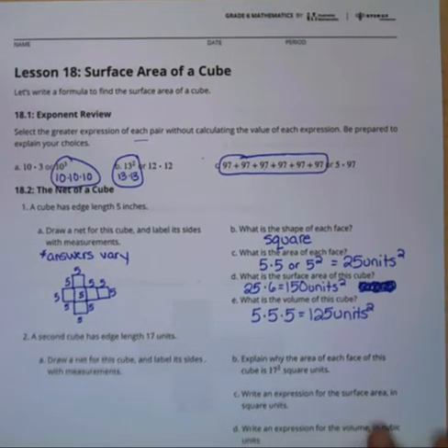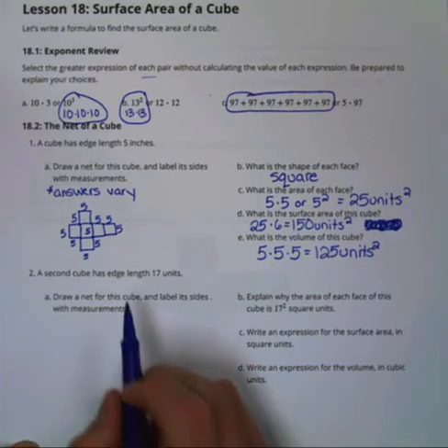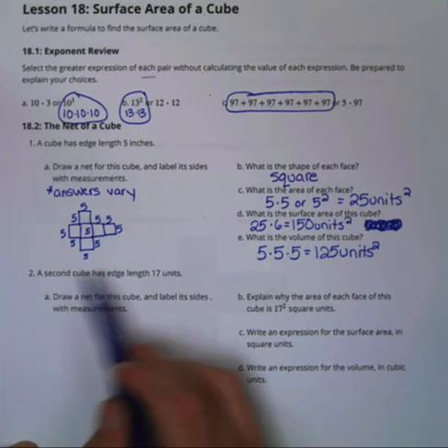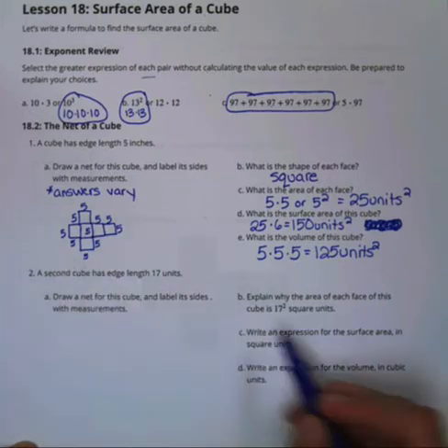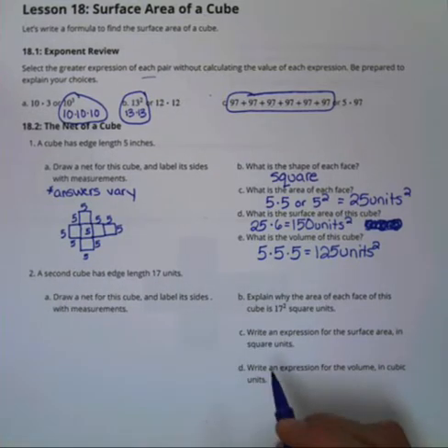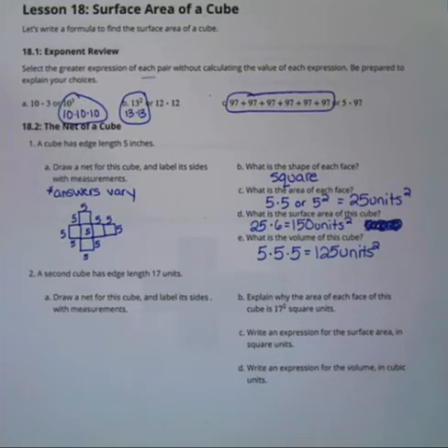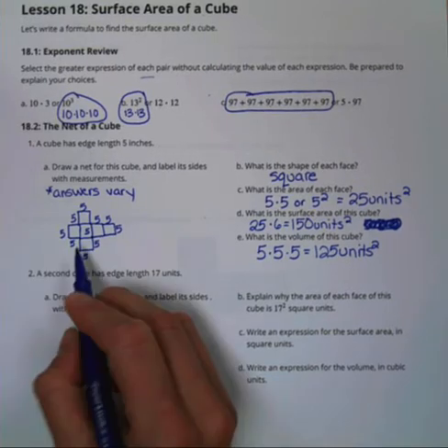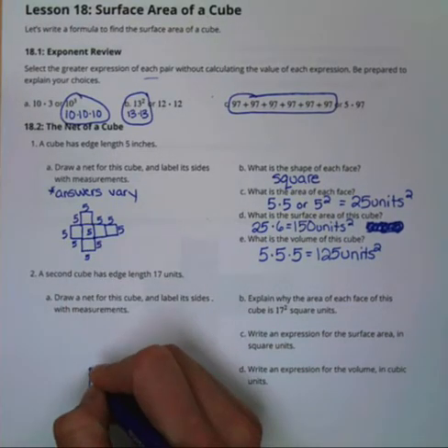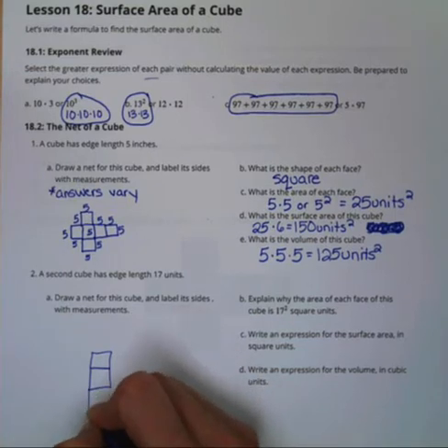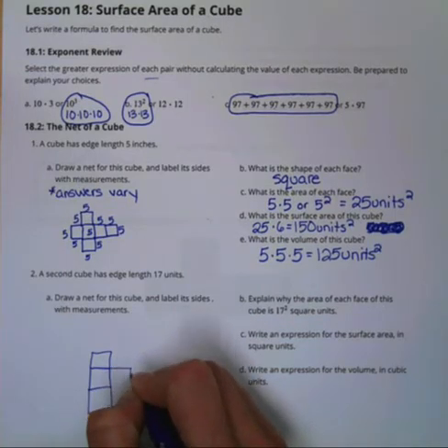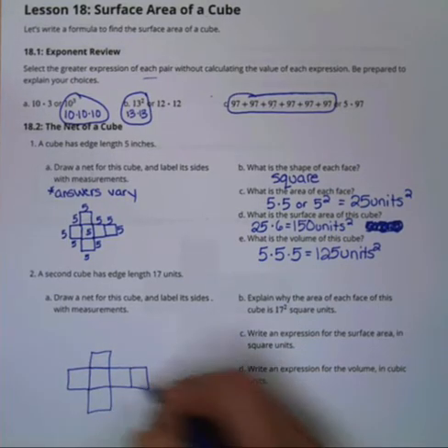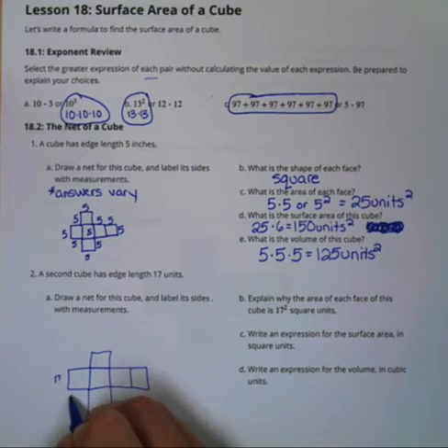Alrighty, let's try a second cube. It has an edge length of 17. Pause the video, draw a similar net, label all the sides, and then answer the questions. Hit play when you're ready, and you can compare your answers to mine. If I'm going to draw a cube, it's going to look very similar, if not the exact same as up there. We're going to have 6 squares, and we can label them each 17.